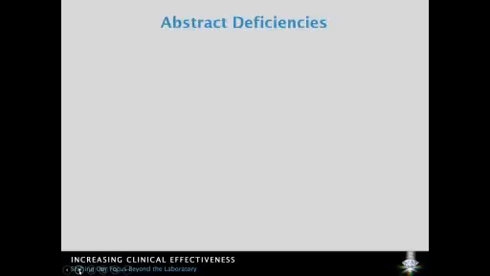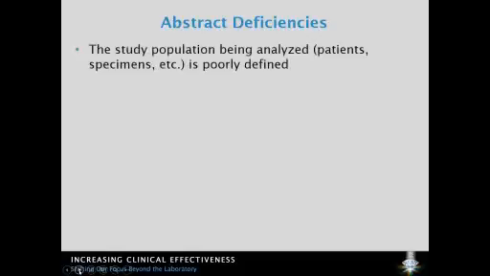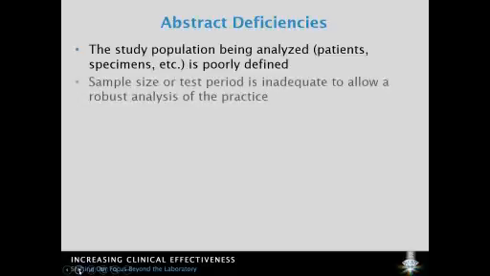Now, when we see abstracts, we see a lot of typical deficiencies. And so here's a little cheat sheet of deficiencies you can look for. The study population maybe is poorly defined. So you don't say who's being studied. We don't know if it's office-based. We don't know if it's pediatric. We don't know if they're emergency room visitors. So we don't really know who the work is being done on.